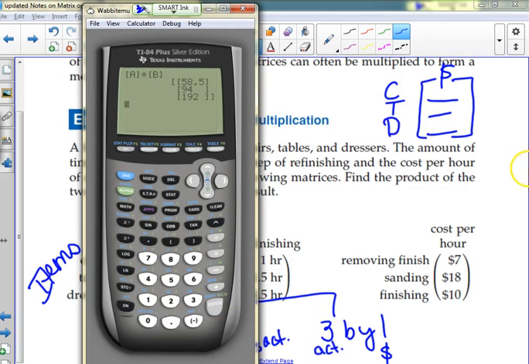I get that the cost of making a chair is $58.50. The cost of making a table or refinishing a table is $94, and the cost of refinishing a dresser is $192. Yes? No? Did you get those to work? Okay, guys. Dimension mismatch means that you can't multiply those two. You can't do B times A in this case.